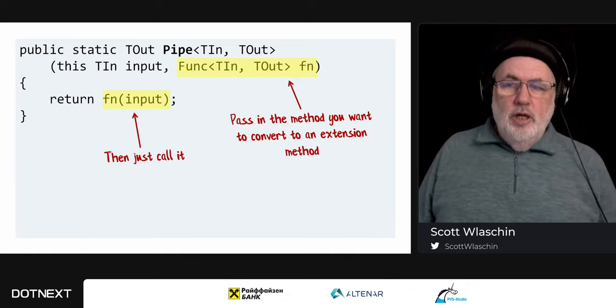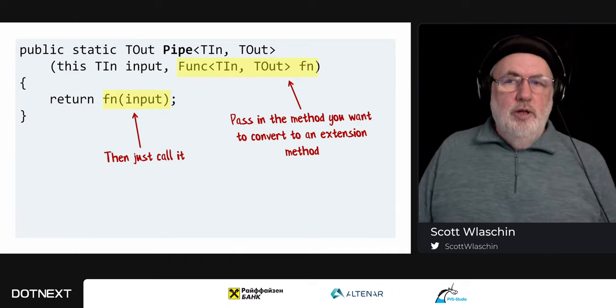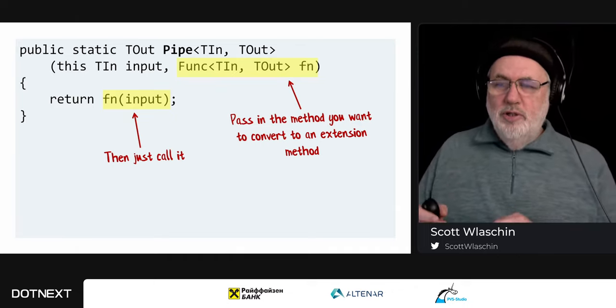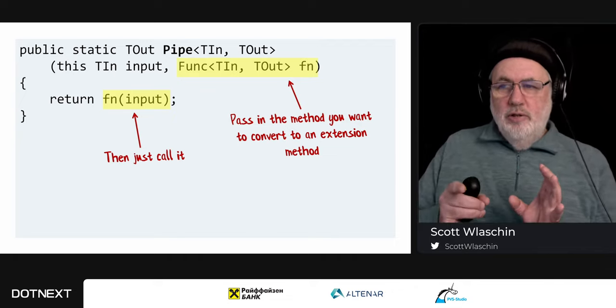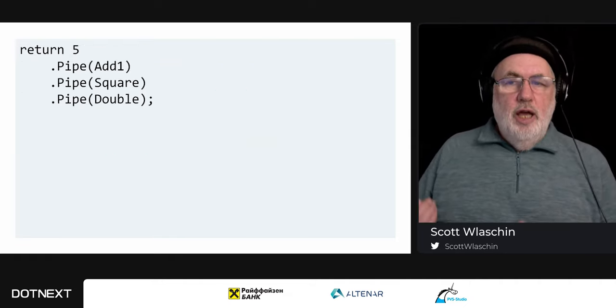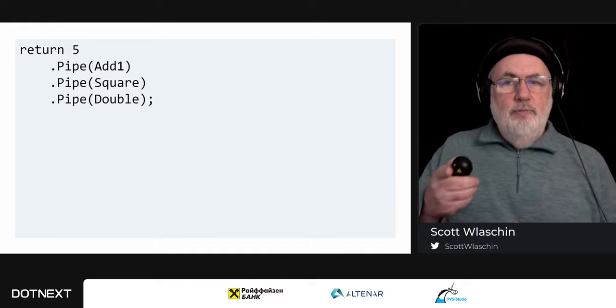So let me show you what it looks like when I actually use it in a very simple math example. So yeah, it's a little complicated with all the inputs and outputs and stuff, but it's basically you have the input and you have a function and you just call the function, and it's just been converted into an extension method. So with that pipe extension method, I can take anything and run it this way.